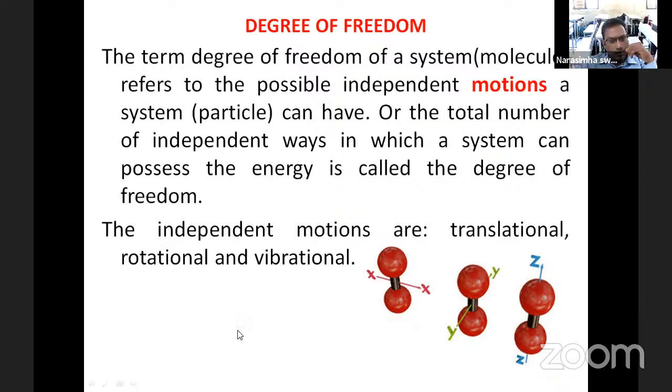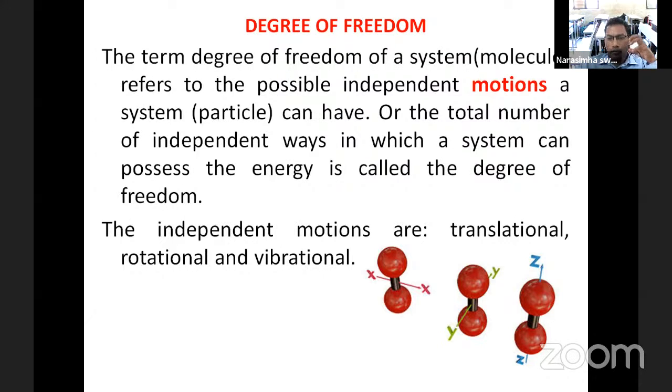Here is the definition. The degree of freedom of a system or a molecule refers to the possible independent motions a system or a particle can have, or the total number of independent ways in which the system can process energy. That is, in how many ways the particle can move freely in space. This depends on the type of molecule, whether a single atom, called monatomic, or diatomic or triatomic, and based on that, restrictions come into play. The independent motions are translational, rotational, and vibrational.